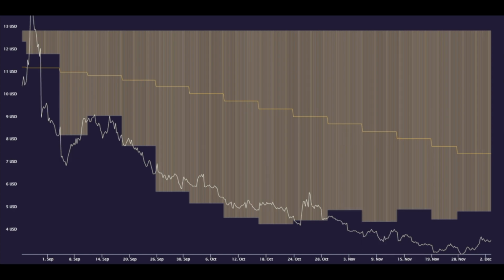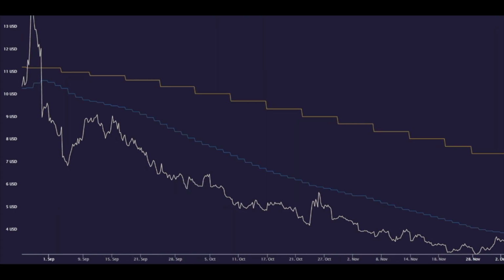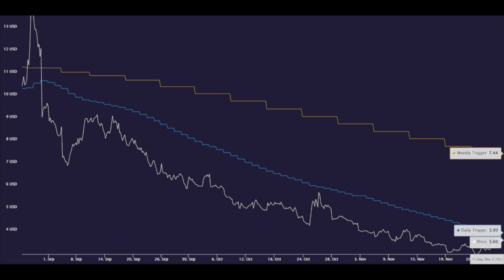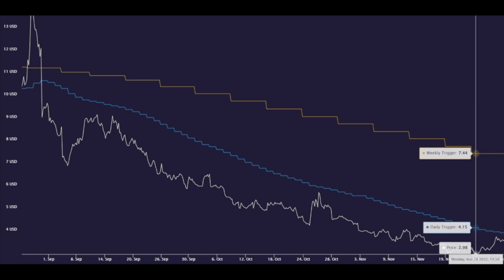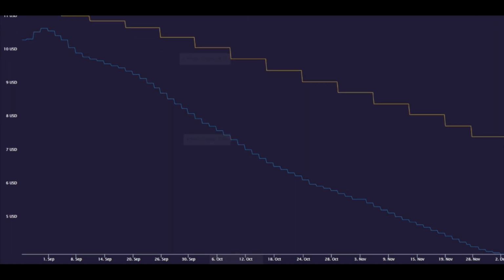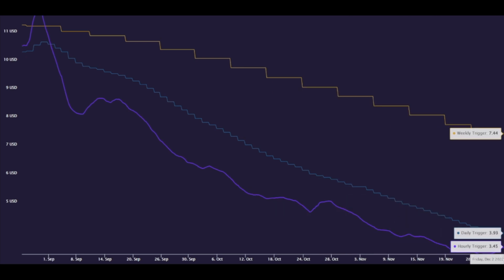However, in order to get there, 2 things need to happen. One is that price needs to break above the daily trigger, which is currently at 393. And even after that happens, the second thing that needs to happen is the hourly trigger, which is currently at 345, needs to cross up above the daily trigger.